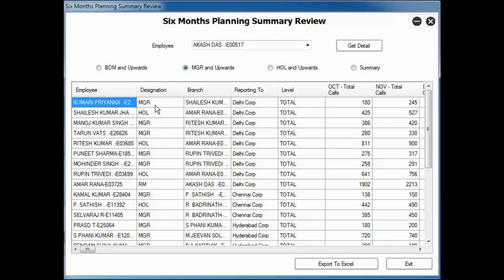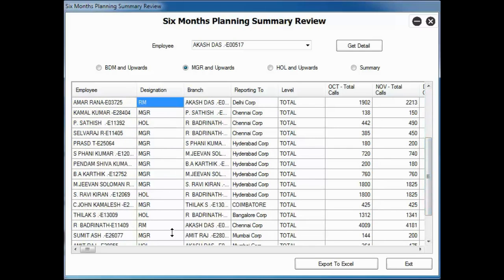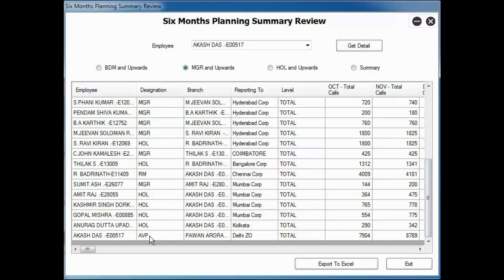But now we see the details of the manager, we see the detail of the HOL. These are the totals for their teams. Right? And finally, you will see all the HOLs reporting into Mr. Amar Rana, who is the RM for all the people above him. You go further down and you will see here Mr. Badrinath, where all these people up to the earlier RM, that is Mr. Amar Rana, all these people report into Mr. Badrinath. And then finally, you have people reporting into Mr. Akash, that is the 3 or 4 HOLs.